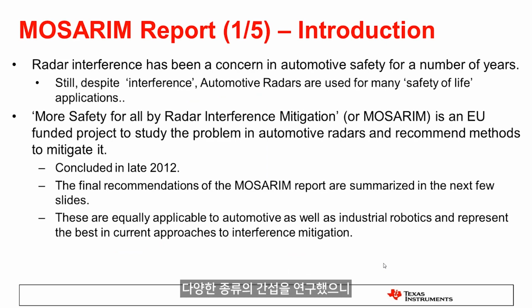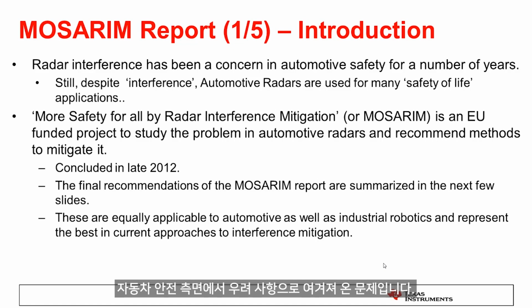Having studied the different kinds of interferers, we now move on to methods to mitigate them. We begin with the Mosseri report. Radars in cars are not a new thing, and as such, radar interference has been a concern in automotive safety for a number of years. Still, despite interference, automotive radars are used for many safety of life applications.